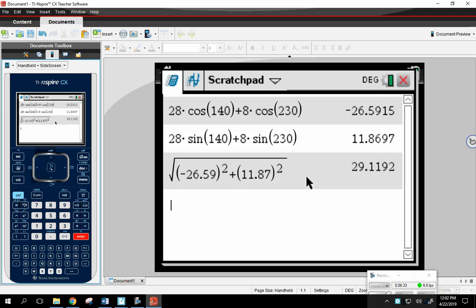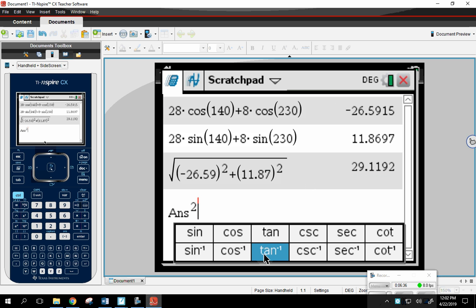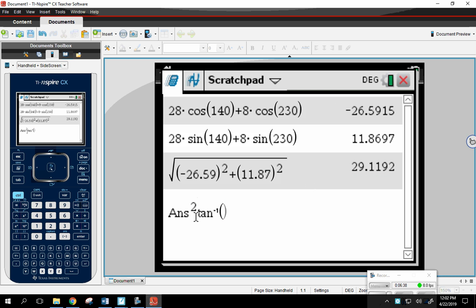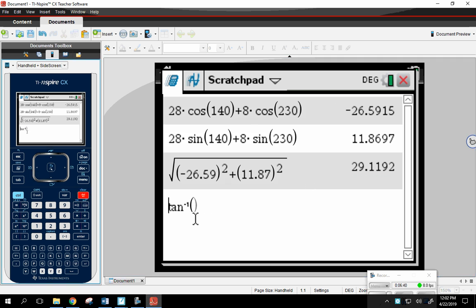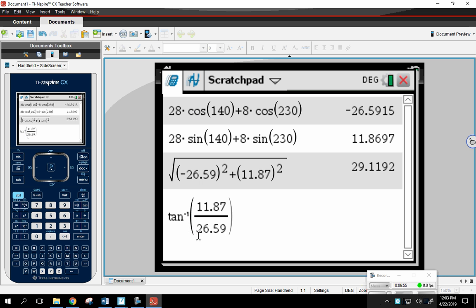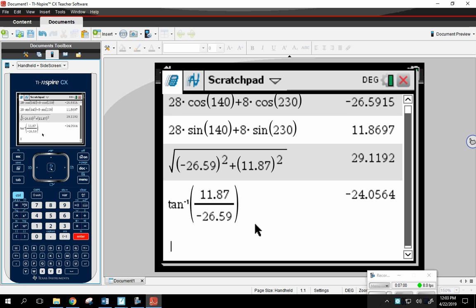So if I come back over here, let's go ahead and figure out what that is first. Tangent inverse. There we go. It was 11.87. We're going to divide this by the negative 26.59. Okay, enter. Now it does give me a negative degree, right? So negative 24.06, let's say.